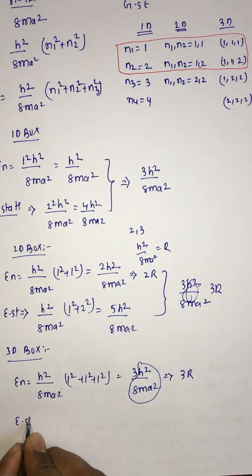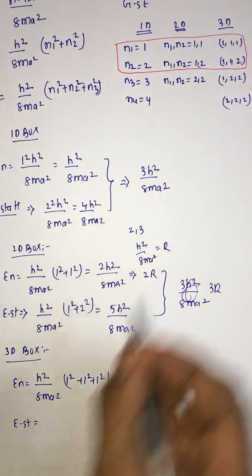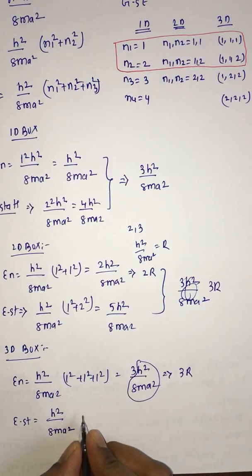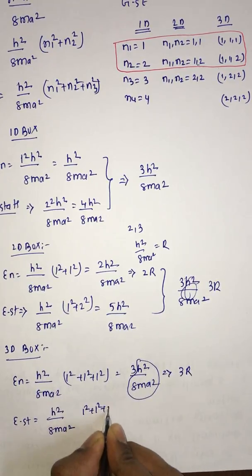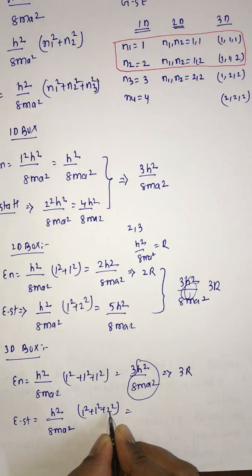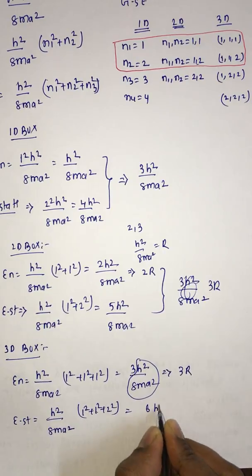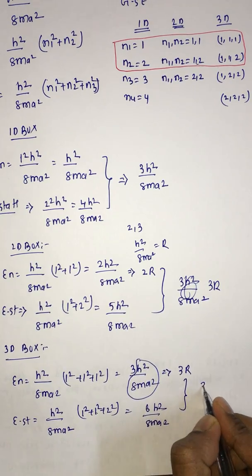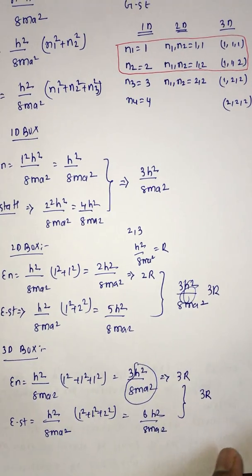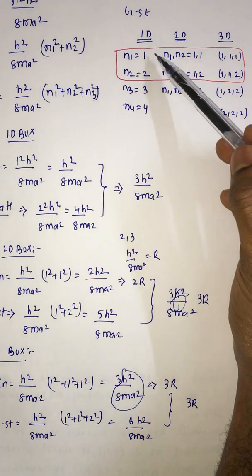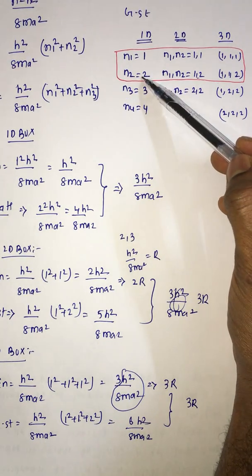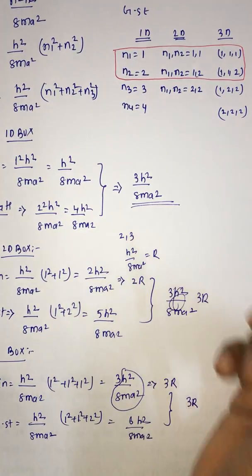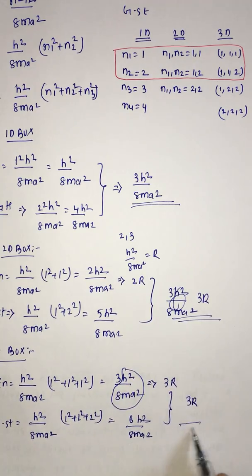And for the excited state, here we have 1 1 2. h square by 8 ma square times 1 square plus 1 square plus 2 square. This will be 4 plus 1 plus 1, 6h square by 8 ma square. And if you see the difference, here also 3r. The energy difference between the ground state and first excited state of 1D, 2D and 3D is the same: here 3h square by 8 ma square, here also same, here also same.